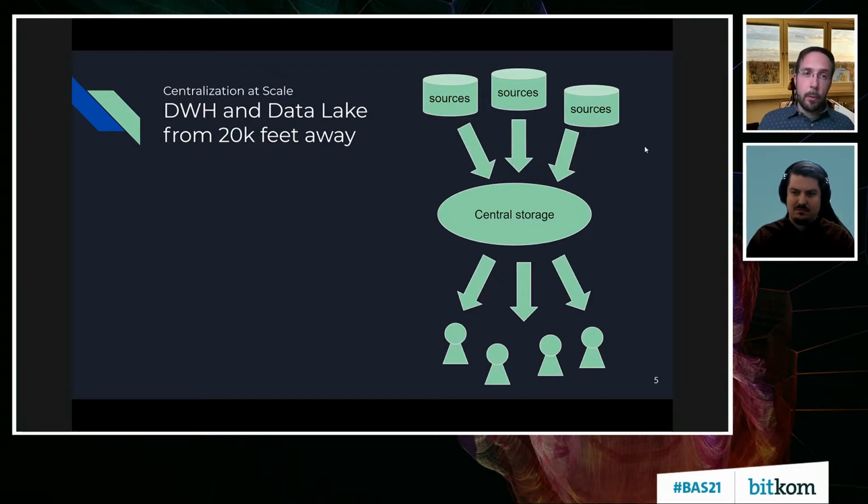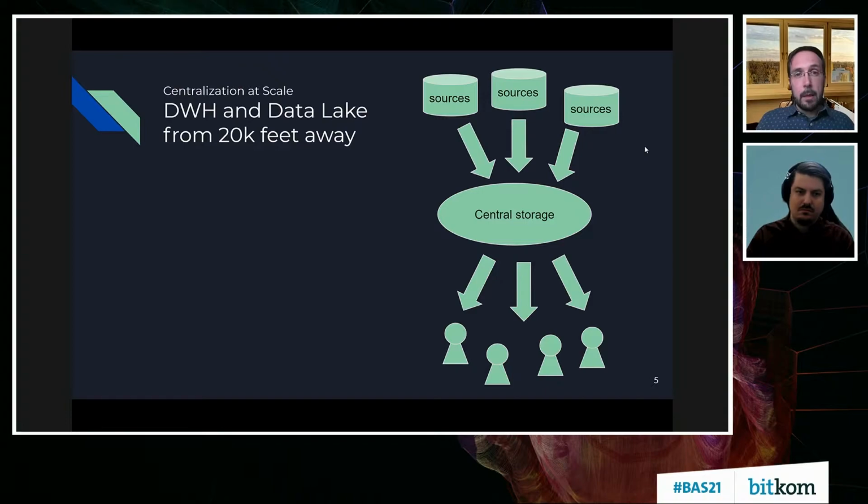Now, interestingly, when you look at those two architectures, the data warehouse and the data lake, from a 20K feet perspective, they look very similar. You have a lot of data sources on the one side, or data producers, as we call them. Then you have a central storage, and all those data producers are ingesting data into that central storage system. And on the other side, you have a lot of data consumers who want to do something with that data.